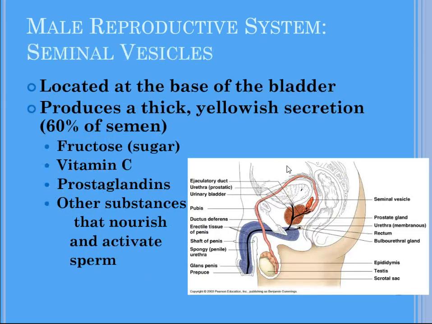Now, there are seminal vesicles, and you can see that that's right here. They're located at the base of the bladder, and this is what's going to produce the fluid that the sperm live in. They are cells. They have to have nourishment, and so they're going to have sugars, they're going to have vitamin C, they're going to have any enzymes or hormones that they need, because they're going to have to survive until they actually get to the egg.